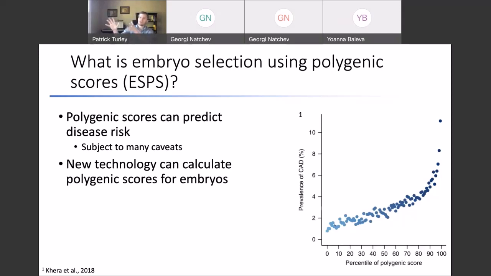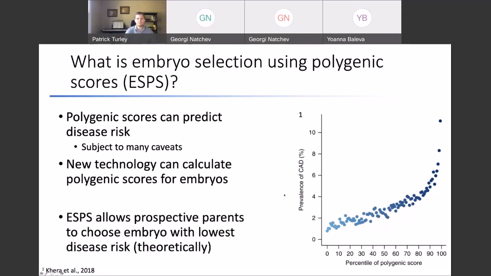In addition to this polygenic scoring technology that's been developed, there's been technology developed that allows us to genotype embryos. And if we can genotype them, then we can calculate the polygenic scores of embryos as well. And so there have been companies that have emerged saying, well, if we can identify the embryos that are at higher or lower risk for disease, then maybe this would be useful information for couples undergoing IVF who want to select an embryo that has the lowest risk of certain diseases. Theoretically, this should be possible.